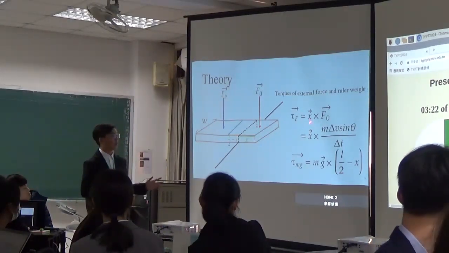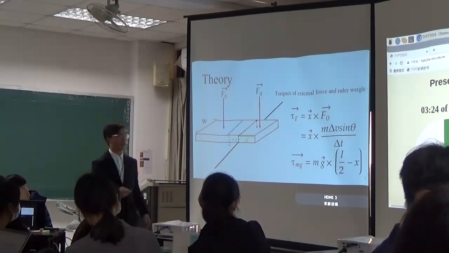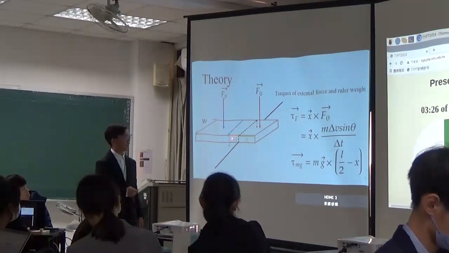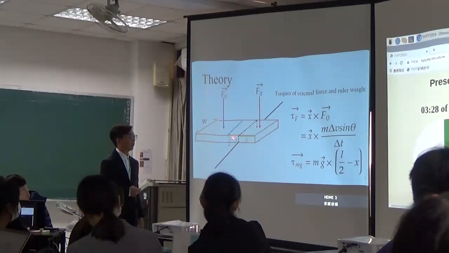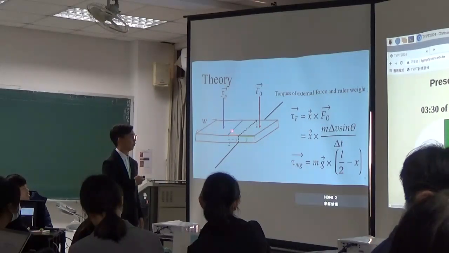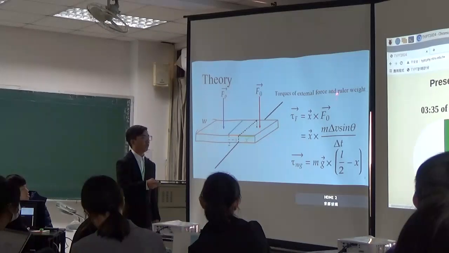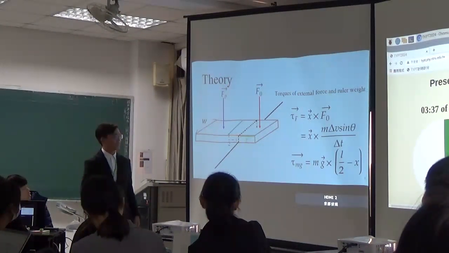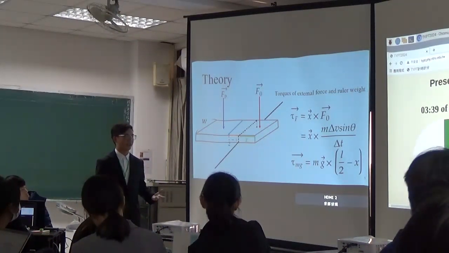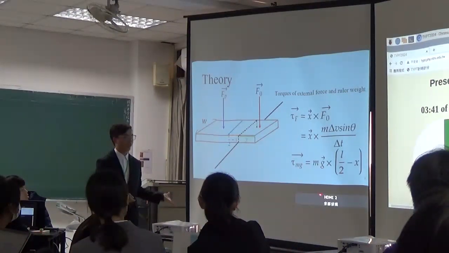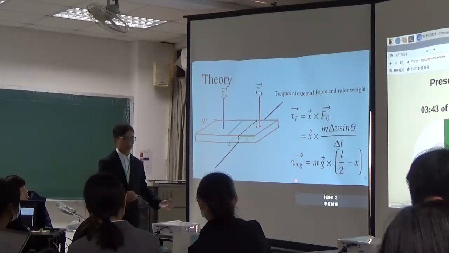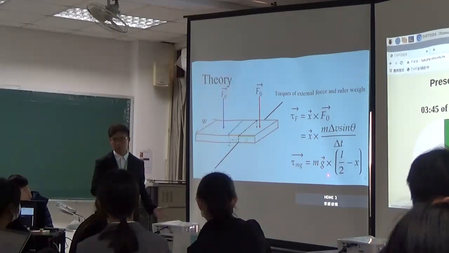And there will be another torque created by the ruler weight from the balance point, and the application range is from the balance point to the pivot point, which creates a torque of the ruler weight. But as you can see, the ruler weight is really small, so in our experiments we wouldn't take this torque into consideration because its value is really small.